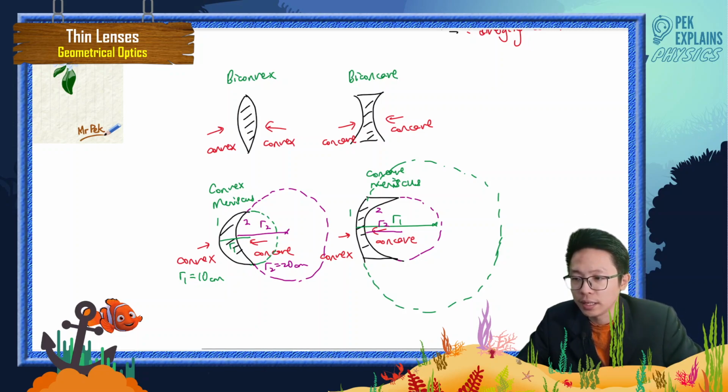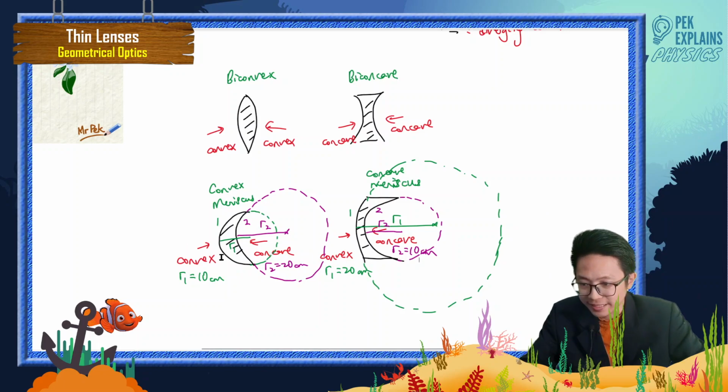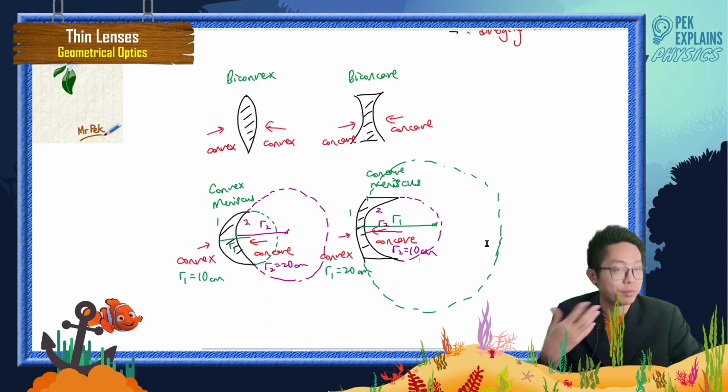So for this one, for the convex surface, the radius should be opposite. Should be 20 cm. This one, the concave surface, should be radius 10 cm. See the difference? This one convex shorter, concave longer. This one convex longer, concave shorter. See that? For the convex meniscus, the concave surface has a longer radius, but for the concave meniscus, the convex surface has a longer radius. That's the difference. Just opposite.